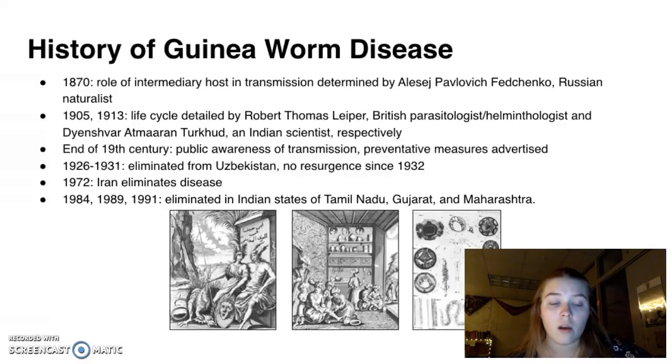From 1926 to 1931, the disease was eliminated from Uzbekistan, and there has been no resurgence since 1932. This was the first country to do so. And then in 1972, Iran also eliminated the disease. In 1984, 1989, and 1981, 3 different states in India did the same.